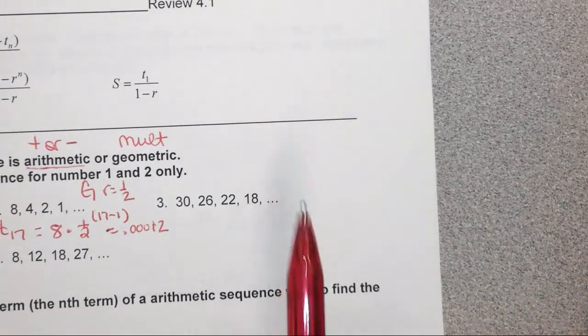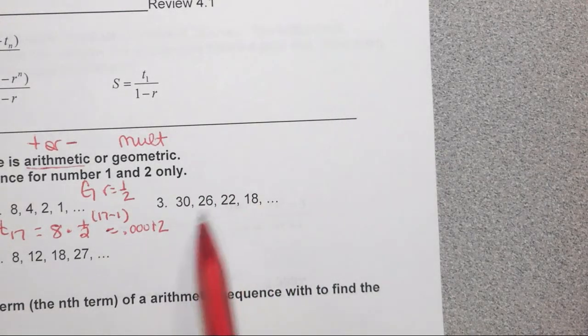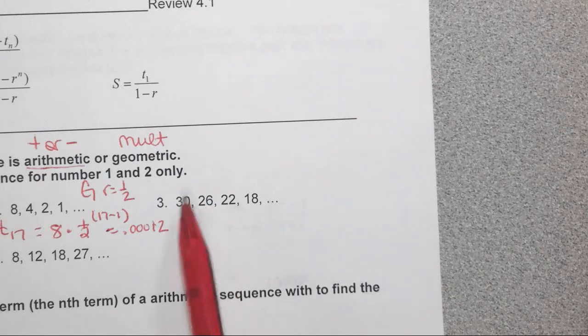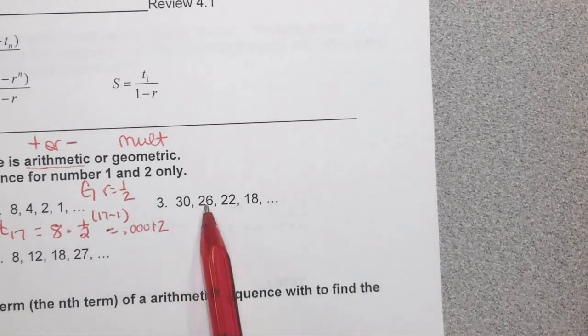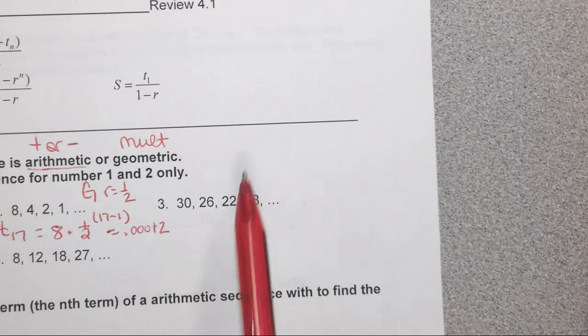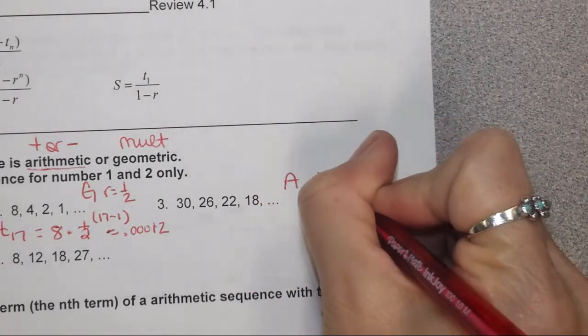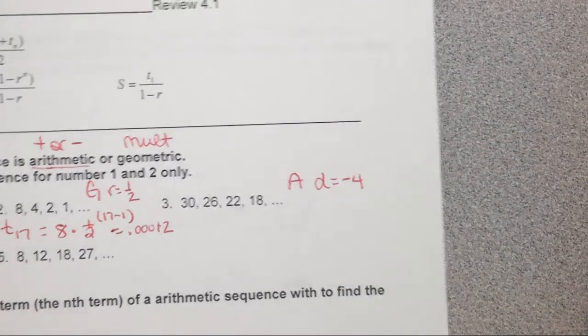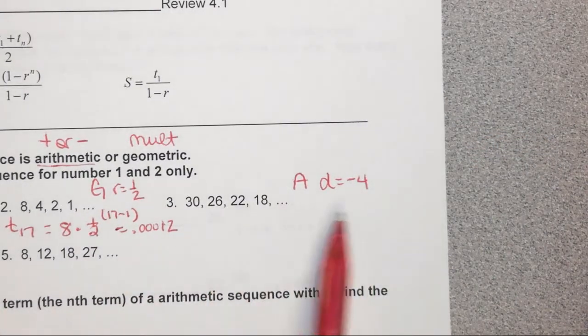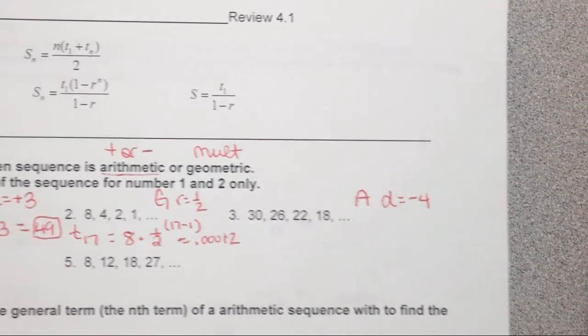Okay. Number 3, I'm trying to decide what I am doing to get from 30 to 26. Well, I know I could subtract 4. If I subtract 4 from 26, I get 22. If I subtract 4 from 22, I get 18. So this is arithmetic, and the common difference is negative 4. I don't need to find the 17th term. I only had to do that for the first 2.